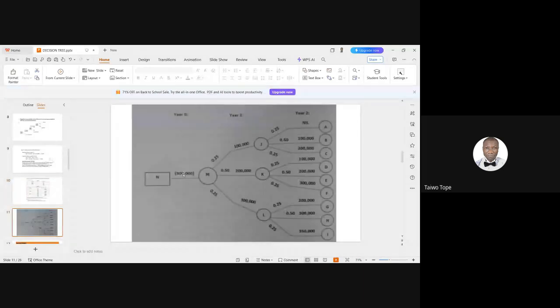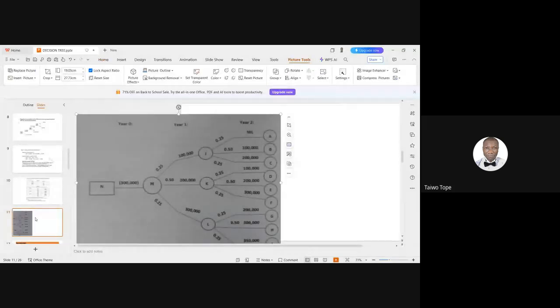In year 0, you invest 300,000. You have an inflow of 100,000 in year 1. In year 2, you have an inflow of 0. What will be the NPV? What will be the NPV of this region, point A? Point A, like this. Then you look at NPV of point B, NPV of point C. So what will be the expected NPV? The NPV at point A.